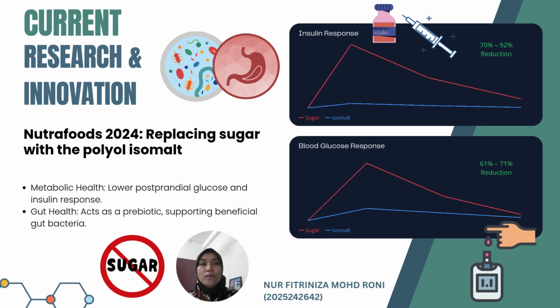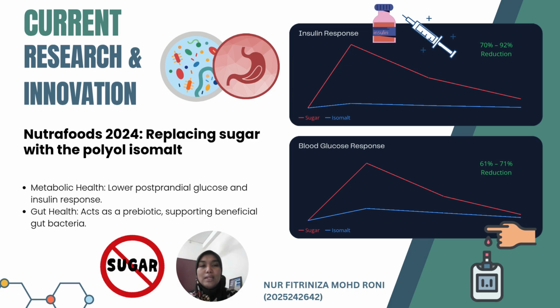A 2024 randomized controlled trial published in NutraFood investigated the real-world impact of replacing sugar with isomalt across everyday sweets like candies, mints, jams, and chocolate. The findings were nothing short of a breakthrough. The study revealed that substituting sugar with isomalt drastically reduced the 2 hours postprandial blood glucose response by an impressive 61% to 71% depending on the confections.